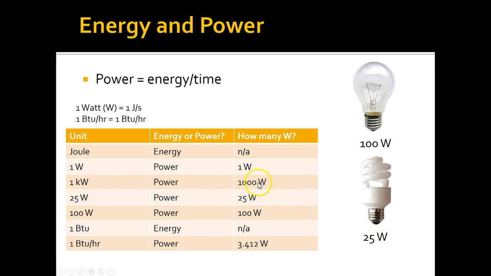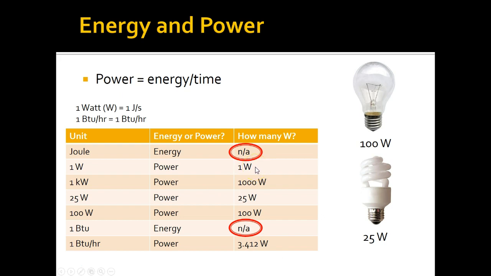And just like a kilowatt hour is 1,000 watt hours, 25 watts is obviously 25 watts, and 100 watts is 100 watts. So we have this. Why do we have this joule and BTU is not equivalent to any amount of watts?